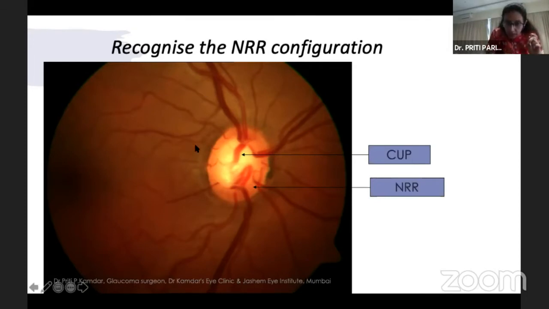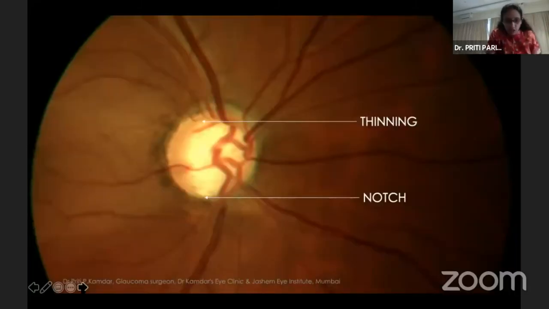In most discs, the inferior neuroretinal rim is the thickest, followed by the superior, then the nasal and then the temporal, and this is the famous ISNT rule. Progressive destruction of the neuroretinal rim, particularly in the superotemporal and the inferotemporal regions, is pathognomonic of glaucomatous damage. When there is complete destruction of the neuroretinal rim, it is called a notch, and when there is partial destruction, it is called thinning. This asymmetric neuroretinal rim loss is reflected in the form of violation of the ISNT rule.